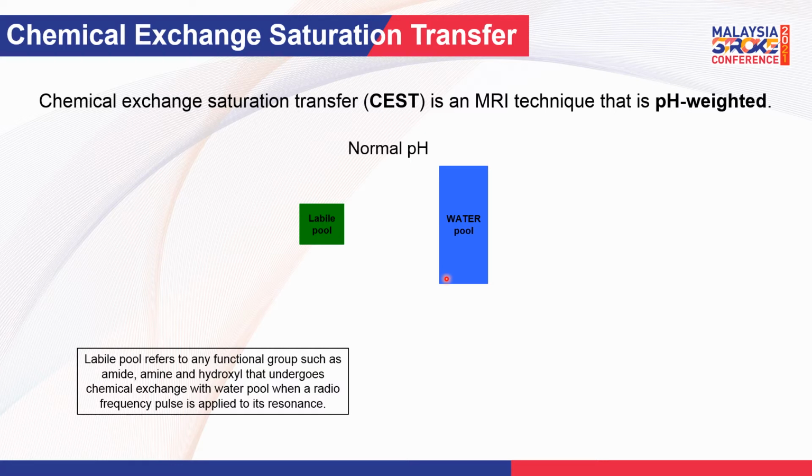So the way that CEST works is that in our bodies, we have an abundance of water represented by the water pool here, and we also have labile pools, which are basically any functional group such as amide, amine, or hydroxyl that undergoes chemical exchange with water.